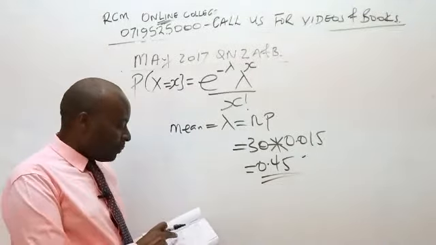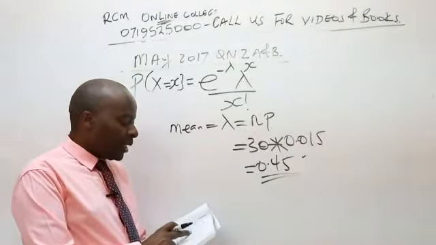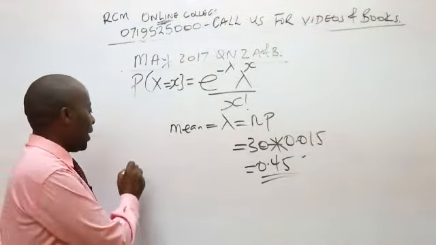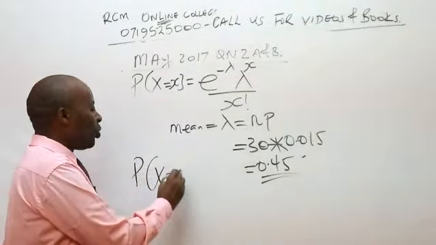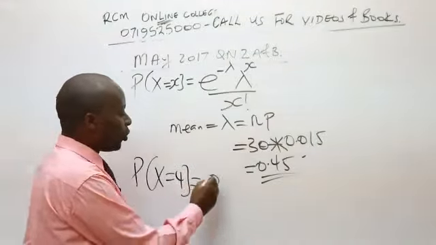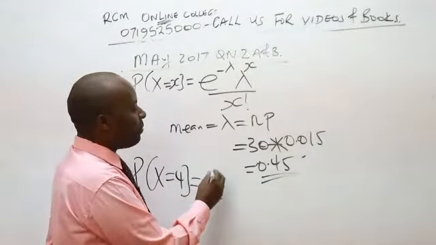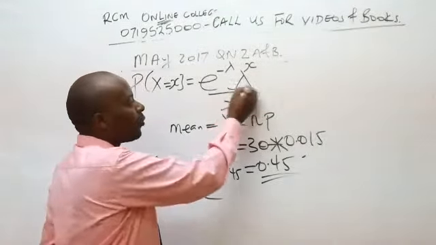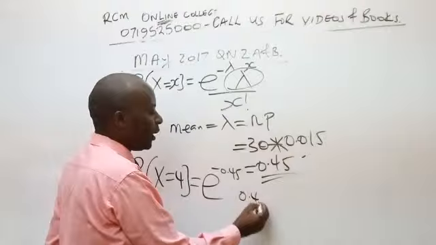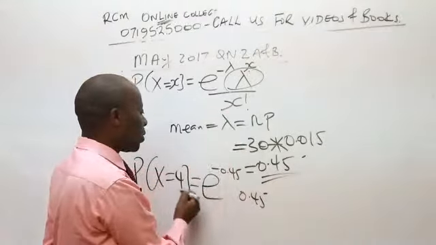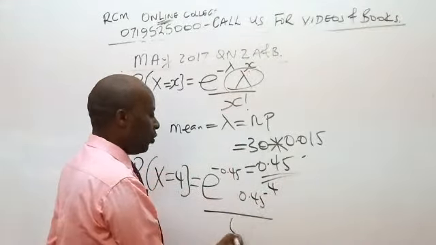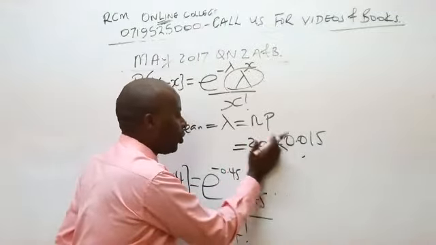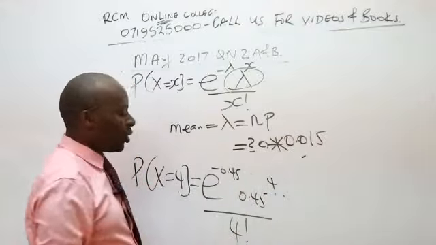Like now here, number one, they want us to give them the probability that exactly 4 machines will break down. So the probability of x being equal to 4 will be equal to e raised to negative lambda, so raised to negative 0.45, following this. So lambda down there, raised to x, which is 4, all over 4 factorial.